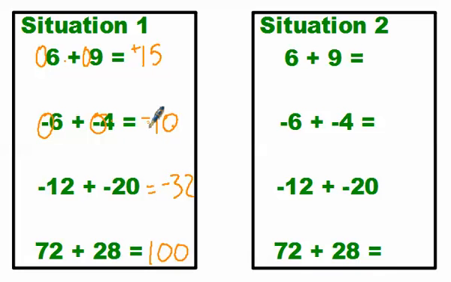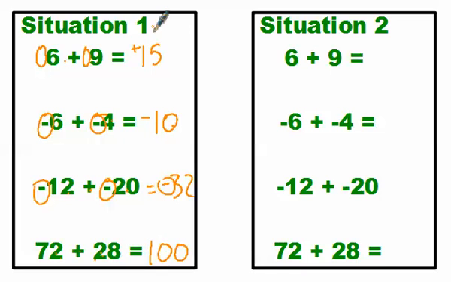In the third problem, what did I do with 12 and 20 to get 32? Well, I added 12 plus 20, I got 32. Then I looked back at the signs, and I saw that both of the signs were negative. Therefore, this answer must be negative. Finally, for the last one, 72 plus 28, 100. What did I do with 72 and 28 to get 100? Well, I added 72 plus 28, and I got 100. Then I went back and looked at the sign. I saw that both of these numbers were positive. Therefore, my answer would be positive.